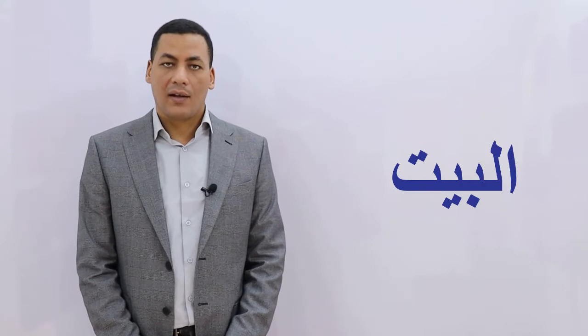In Arabic, we have two types of sentences. The first type is nominal sentence, which start with a noun, not a verb, like al-bayt, the house. And we have the verbal sentence, which start with a verb. In this lesson, we are just studying the nominal sentence. So let's start with some examples.